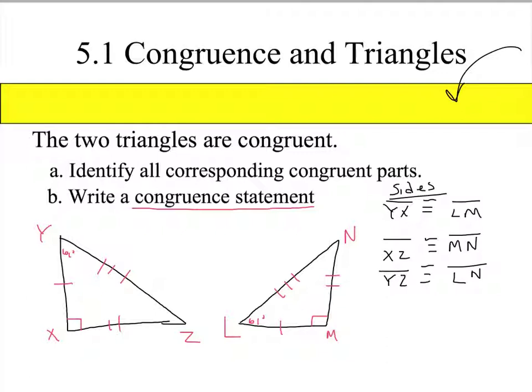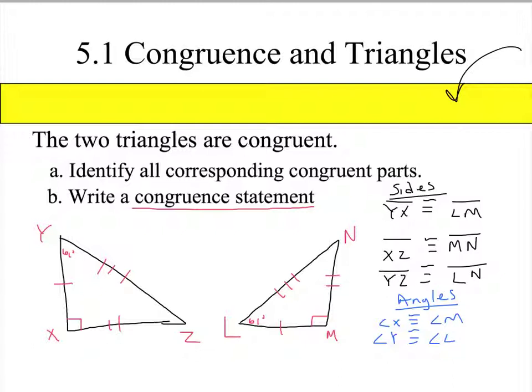Now, we're looking for our angles. Which angle is congruent to which angle? Okay, so we can tell definitely, starting off with our angles, that our 90-degree angles are also congruent. Always congruent. 90 is congruent to 90. So angle X is congruent to angle M. We also know that 61 degrees is congruent to 61 degrees. So angle Y is congruent to angle L.